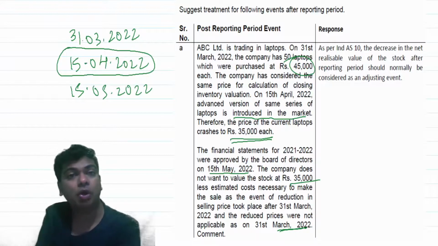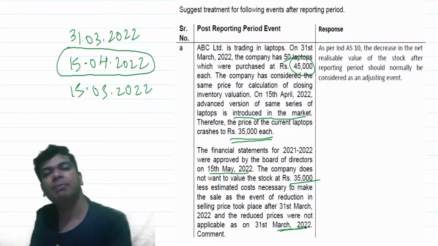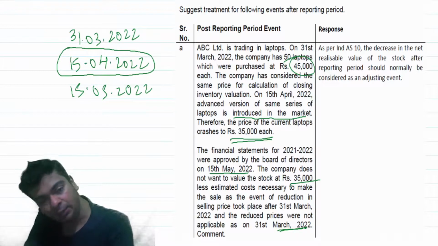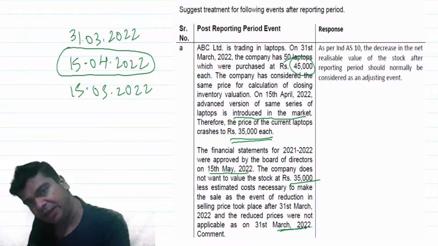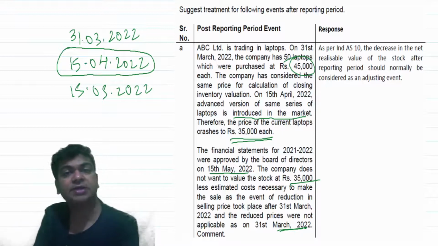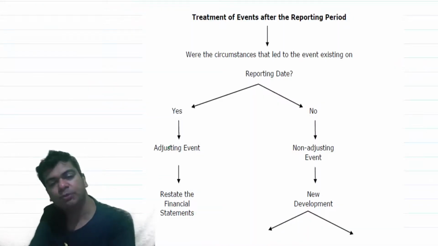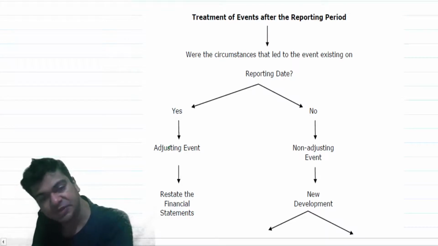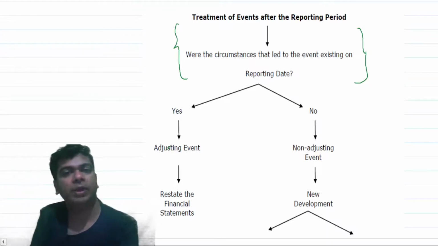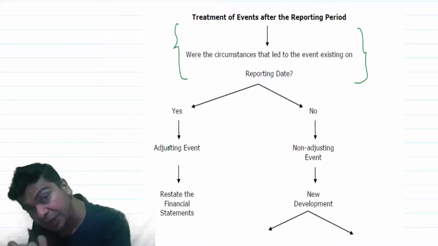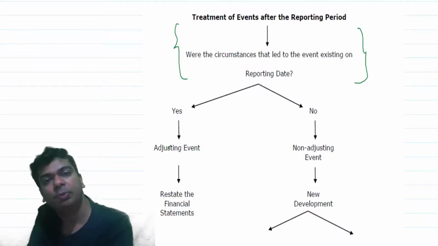But on 15th April, your competitors seem to have introduced an advanced version of laptop because of which your laptops have lost market and hence the selling prices crashed to 35,000. Question is, is this particular event giving you more information about facts and circumstances that were prevailing on the reporting date? This is the question that we should ask ourselves. Were the circumstances that led to the event existing on the reporting date? What is the event over here? A new version of laptops has been introduced in the market. It has been introduced on 15th April. Were these circumstances existing on the reporting date?